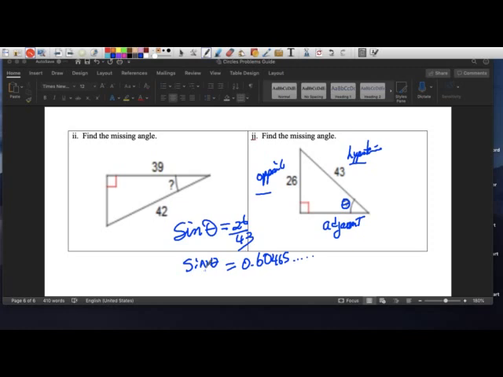Now let's get rid of that sine. Let's apply sine -1, which makes this go away. On the other side, theta is left over, and sine -1 of 0.60465, etc., means that the angle is 37.20 degrees. So this angle right here is 37.20 degrees.